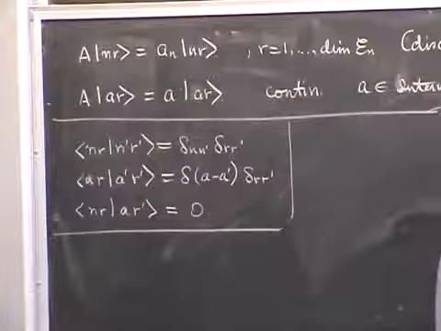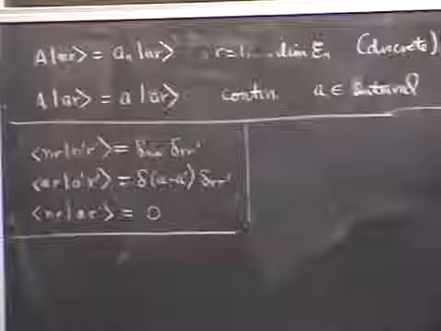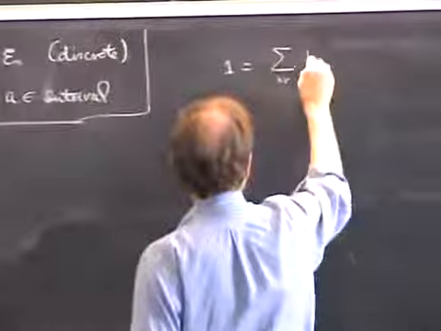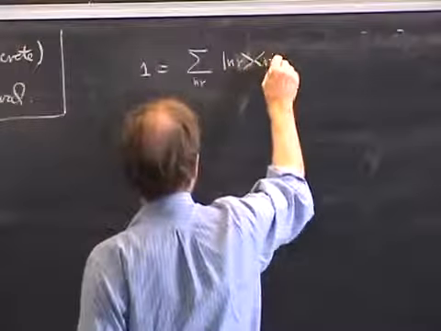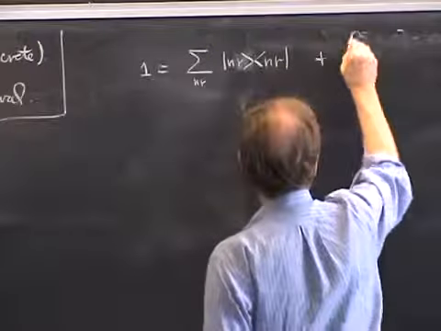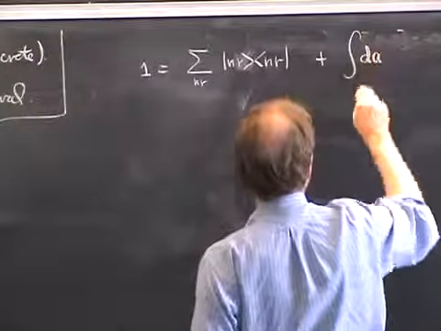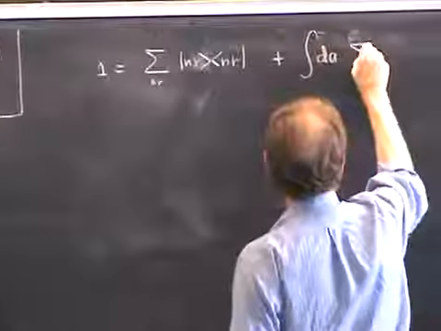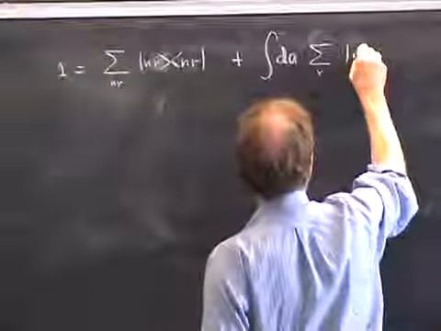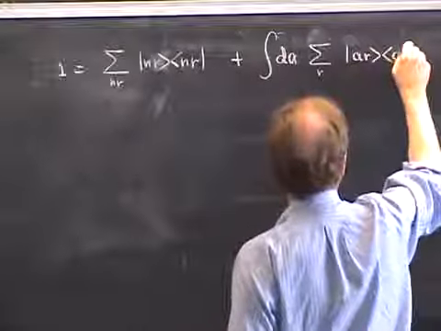Then in this case, the resolution of the identity looks like this: 1 is a sum over n and r over the discrete states of the outer product |n r⟩⟨n r|, plus an integral over the range of the continuous eigenvalues of da, and then a sum over r of |a r⟩⟨a r|.